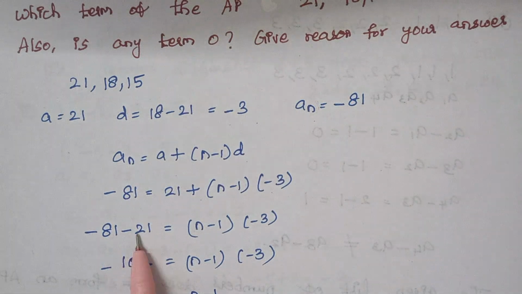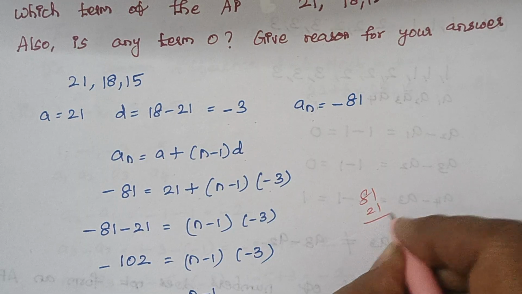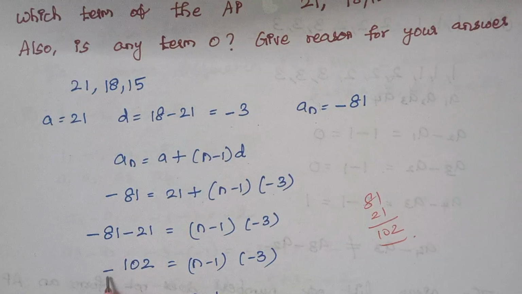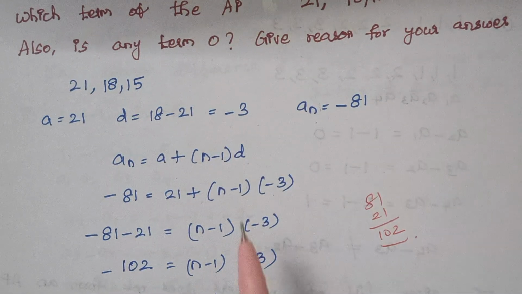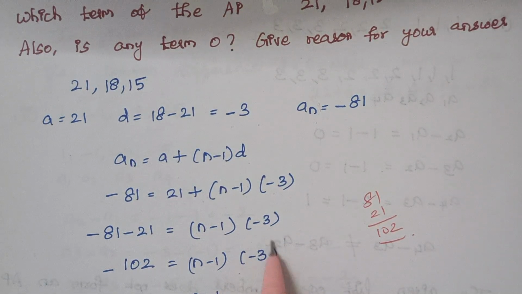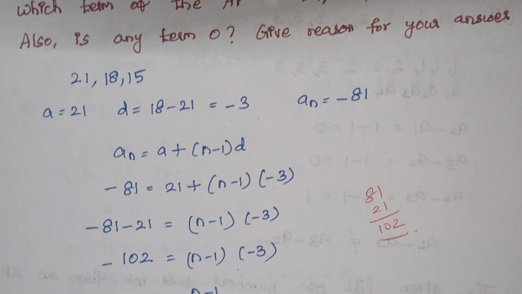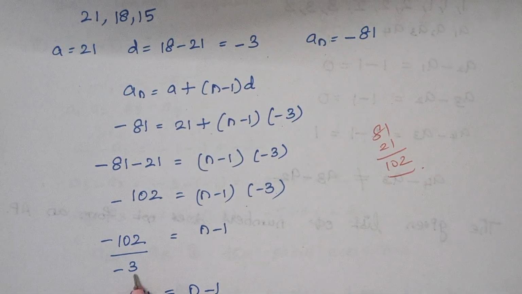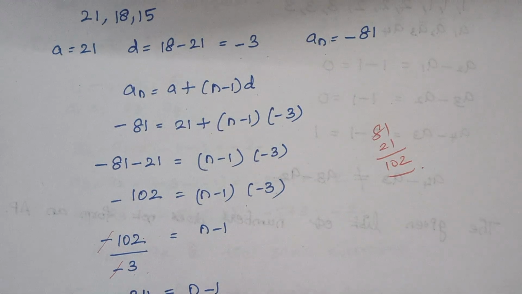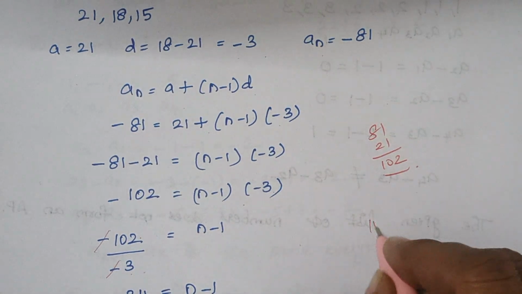When you have two terms with the same sign, you have to add, right? So when you add 81 and 21, it gives 102. Since they have minus sign, I am writing the minus sign here. The remaining term, n minus 1 into minus 3, continues the same way. Now I am going to move this minus 3 to the left hand side, so it becomes the denominator. The minus and minus get cancelled, and when you divide 102 by 3, we get the answer as 34.